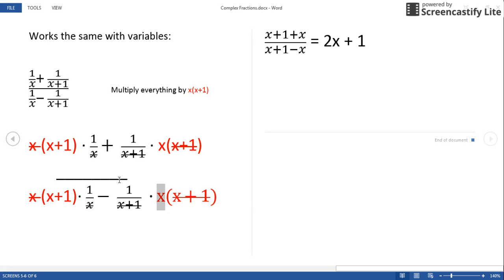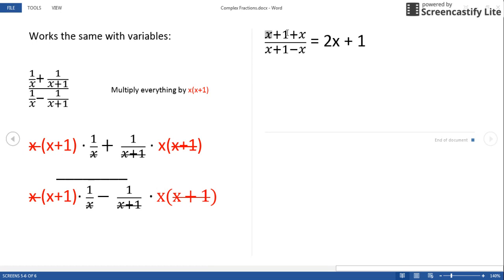So now what that ultimately means, on the top, when these x's cancel out, x plus 1 times 1 gives me this x plus 1. On the back of the top, when the x plus 1's cancel out, x times 1 gives me this plus x. On the bottom, the x's cancel out, and x plus 1 times 1 gives me this x plus 1. On the back of the bottom, the x plus 1's cancel out, leaving me x times negative 1, which was negative x. Now let's combine the things that can be combined.